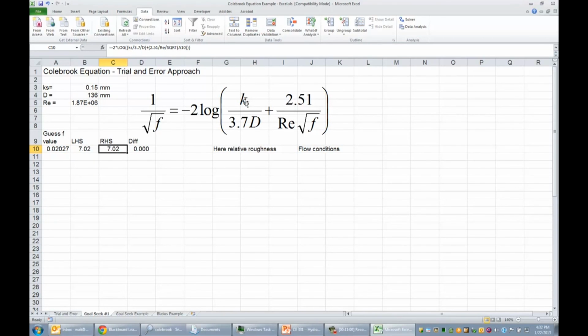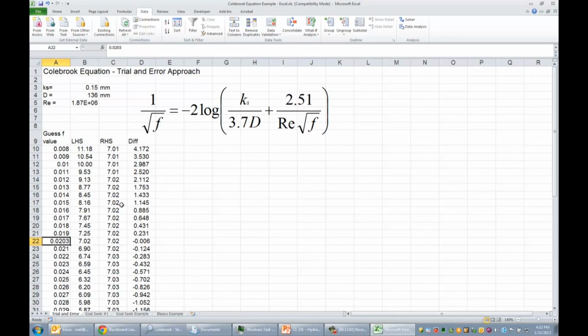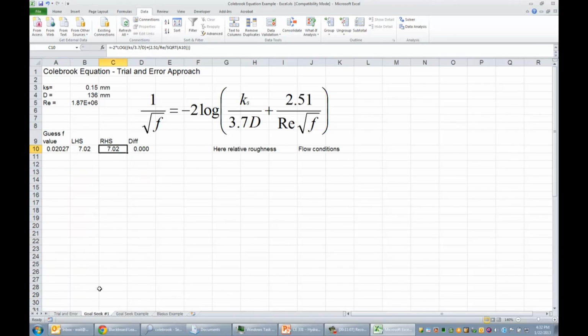That concludes the trial and error method, where you're typing in the equation and dragging down the f values, and then also you got to see how goal seek works and even a sneak peek at Solver. So please let me know if you've got any questions.